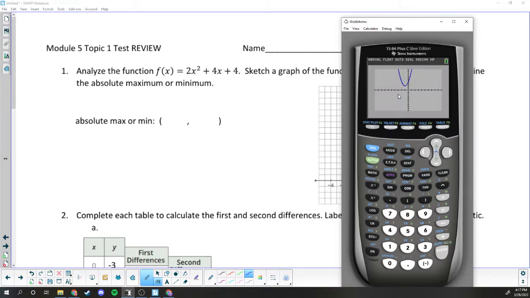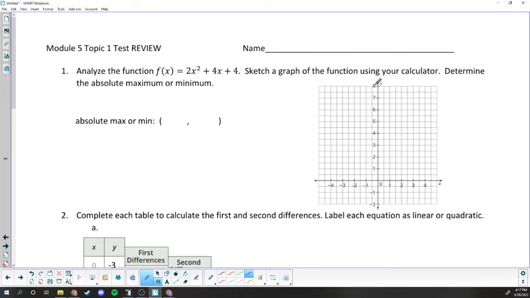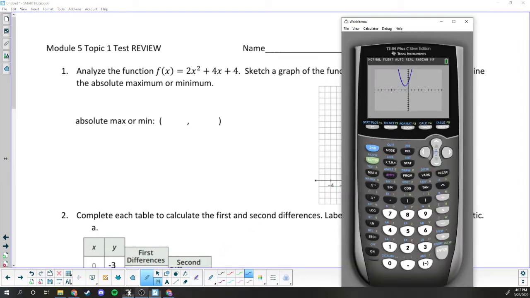So there we are. Note that this does not match our graph here. So we're going to look a little different, right? Our axes. You could make these axes your window as well, but I'm too lazy to do that. And we can do it from here. Okay. So here's what we need to figure out.